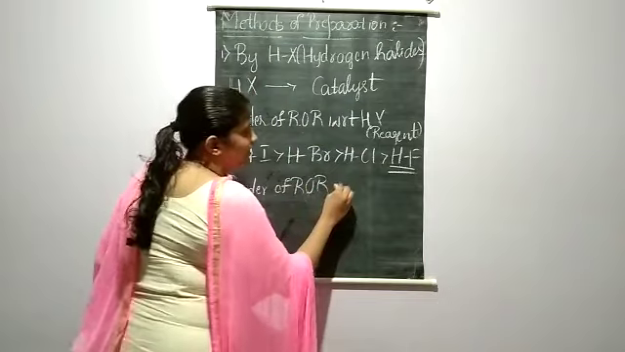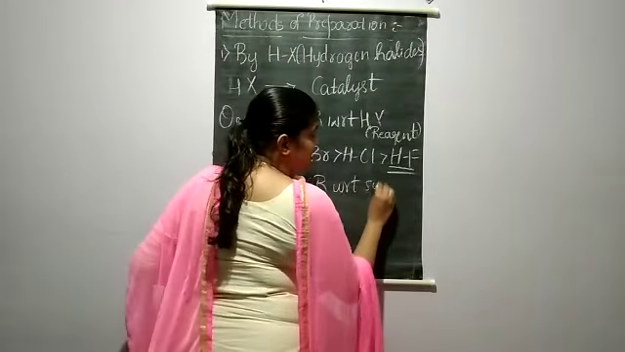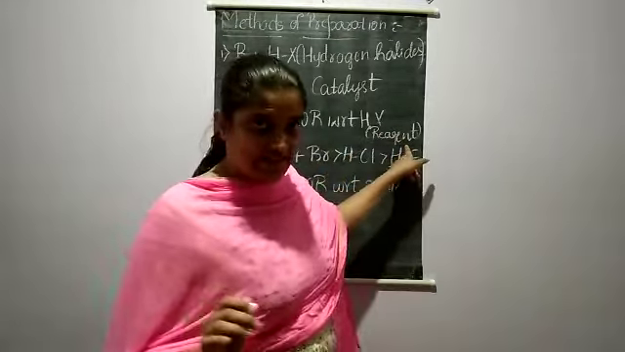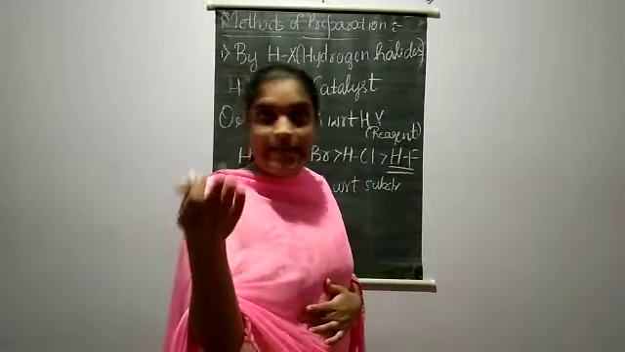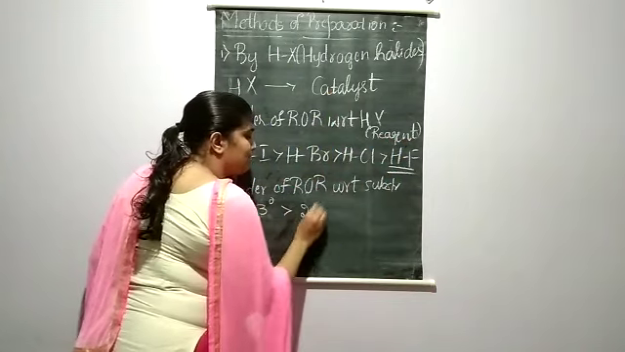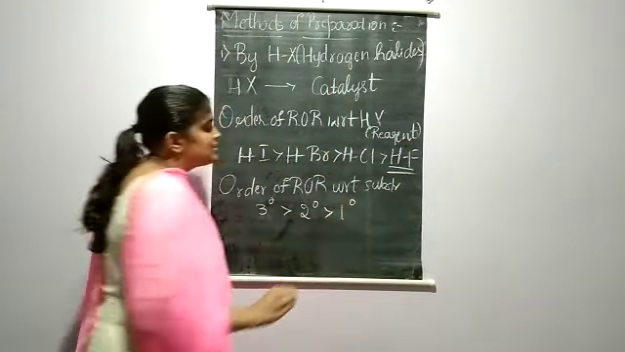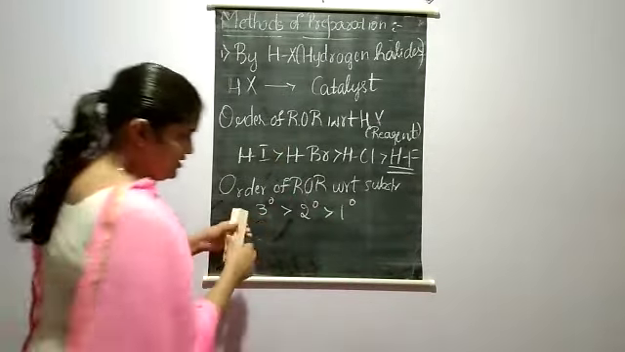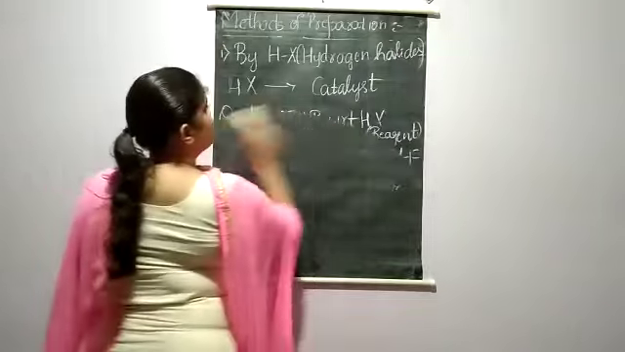Order of rate of reaction with respect to substrate. Okay. Now we learnt about rate of reaction of reagents. Now we have to know with respect to substrate, that is an alcohol. So that is in the order of tertiary, secondary and primary. Now let me just explain to you what is tertiary, secondary and primary.